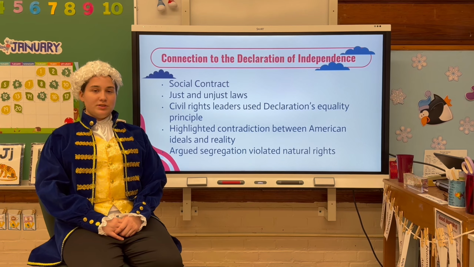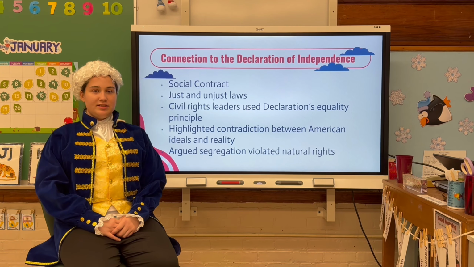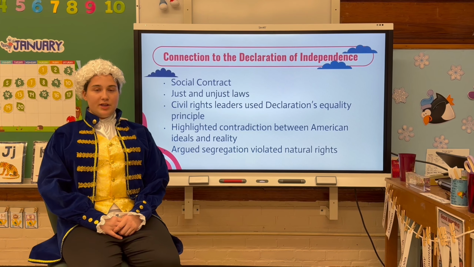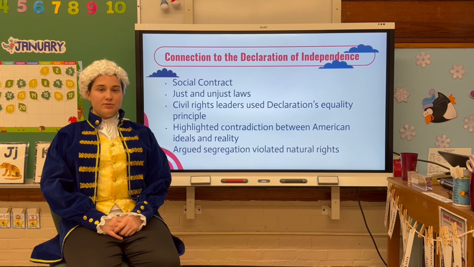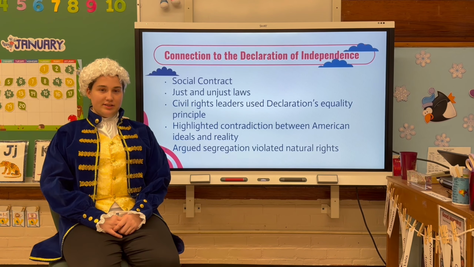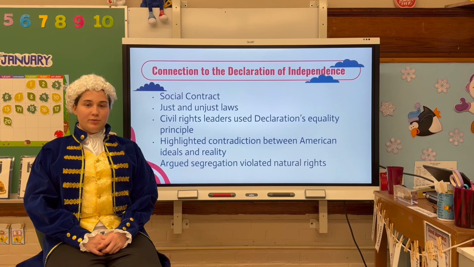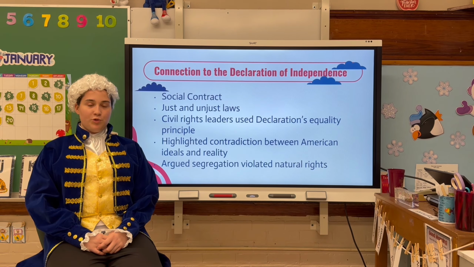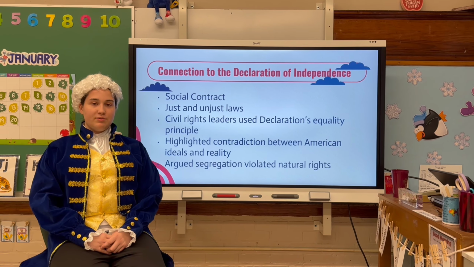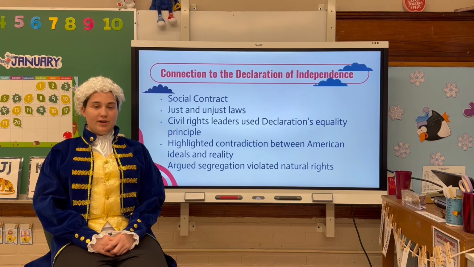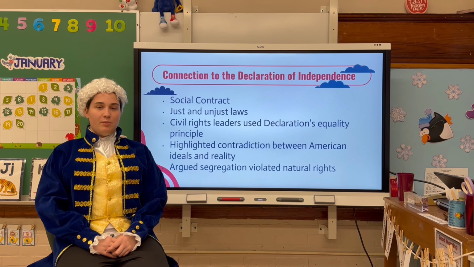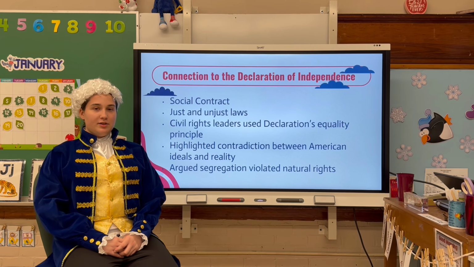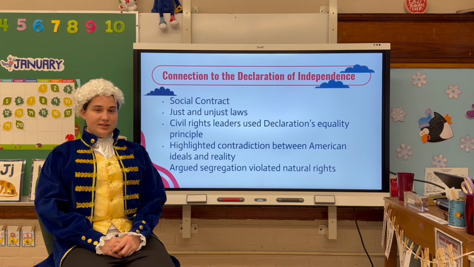Also against what was claimed in the Declaration of Independence, King states that racial segregation violates the natural rights that were promised to American citizens. Contrary to the separate but equal clause used in many Supreme Court rulings, King argues that racial segregation violates the natural rights that are supposed to be protected by the government in the American Declaration of Independence.